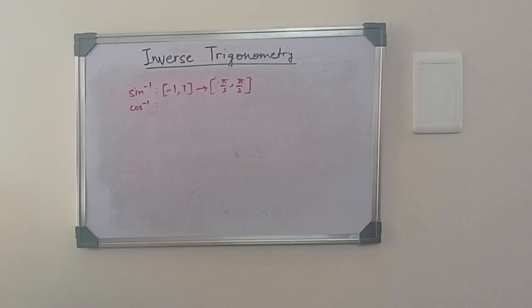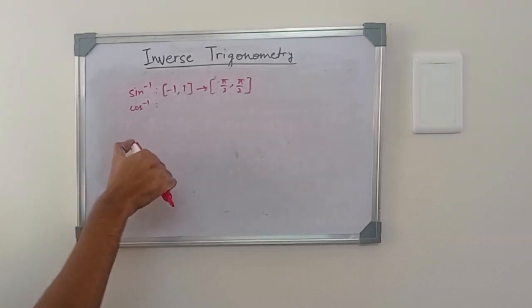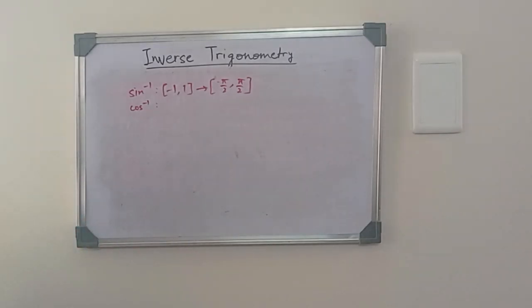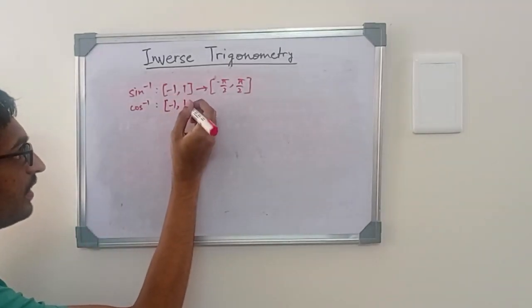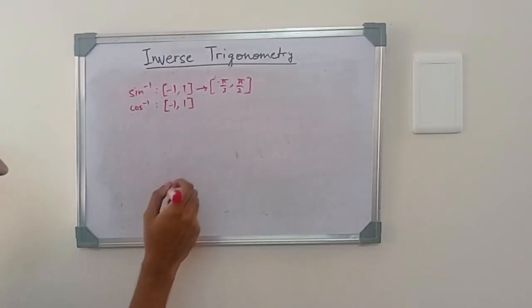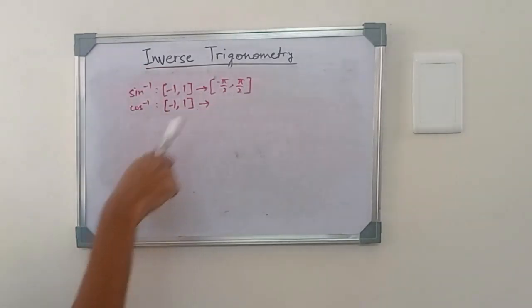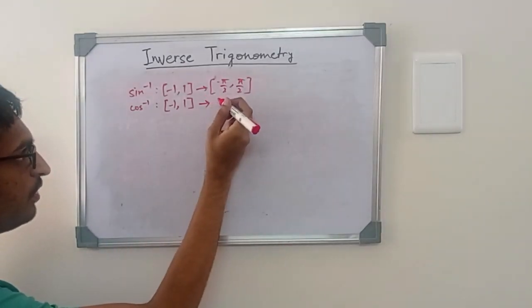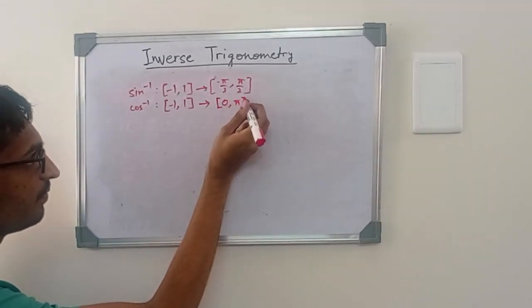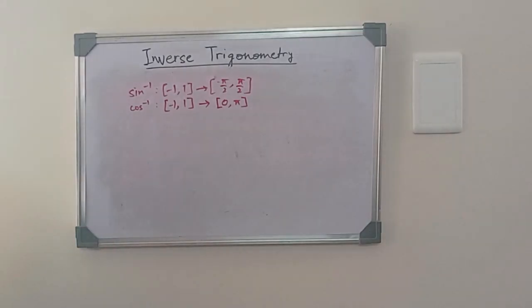For cos inverse, remember that for the cos function, the range is -1 to 1. So that means the domain of cos inverse will be -1 to 1, just like the sine inverse. And the range here will basically be the principal value branch over which the cos function is one-one. As it turns out, the most convenient choice for the principal value branch here is 0 to pi. So this is the definition of the cos inverse function.